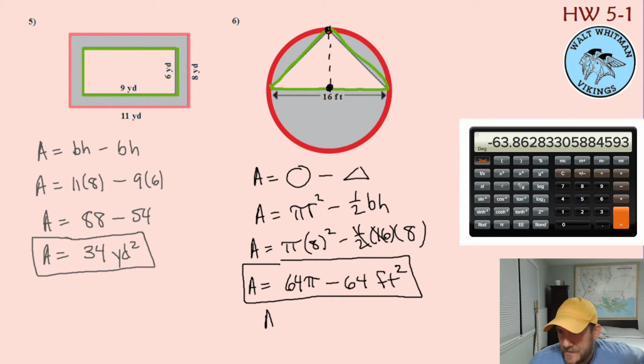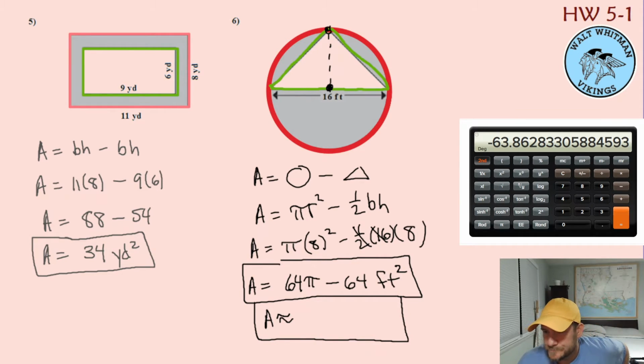And again, to drive the point home, to anyone who thinks the 64s would cancel and give you an answer that's just pi, well, let's go see what we get as a decimal from our calculator. So I clear everything, and we do 64 times pi, we get 201. Now if you subtract 64 from that, you're still left with 137.06.